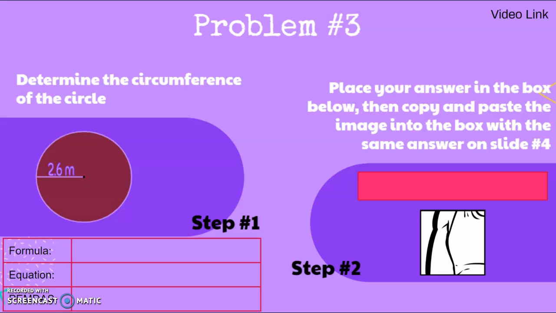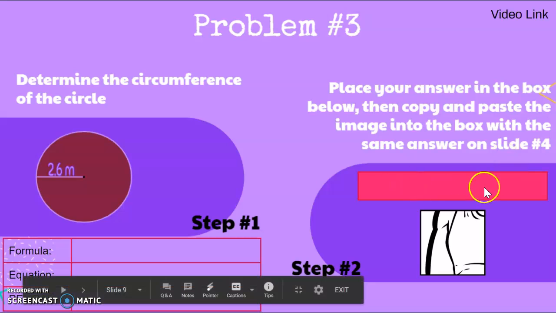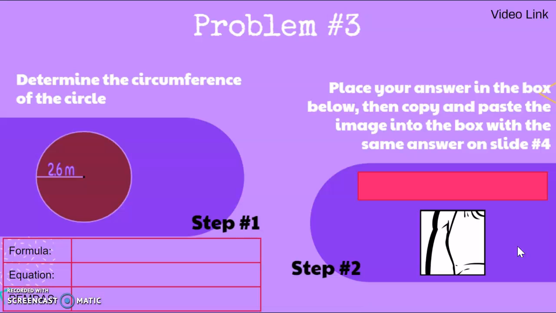Now, I am not going to walk you through this problem because I want you to try this on your own. You need to type in the formula. You need to then type in the equation where you're plugging in your values for the variables within your formula, and then you need to solve it by using your order of operations or PEMDAS, and then you put your answer in this little box right here, and then you copy and paste this picture onto the slide where it has the answer banks, and you're going to put that in that answer area there.